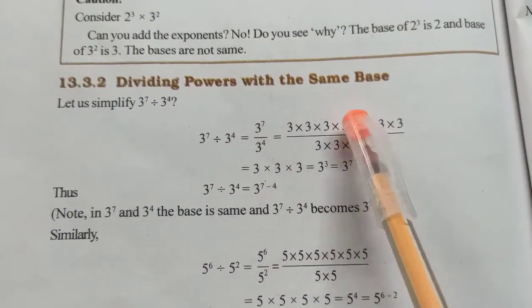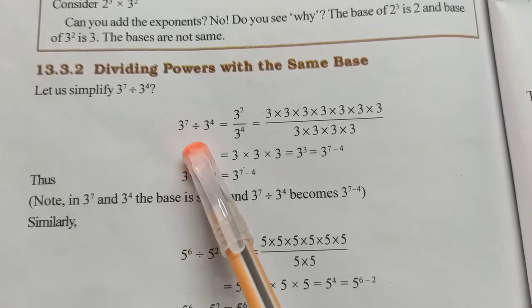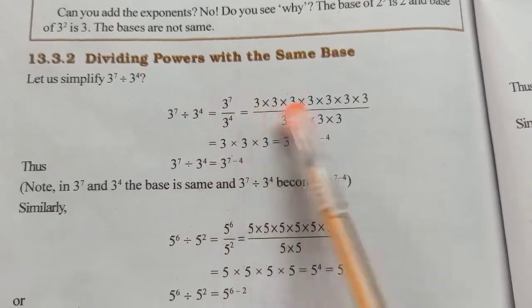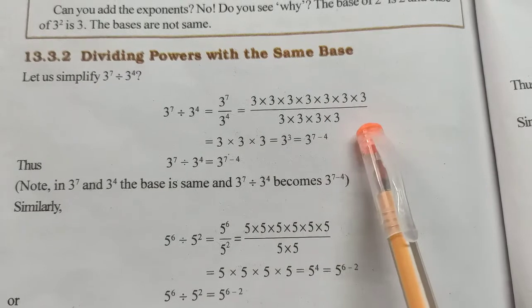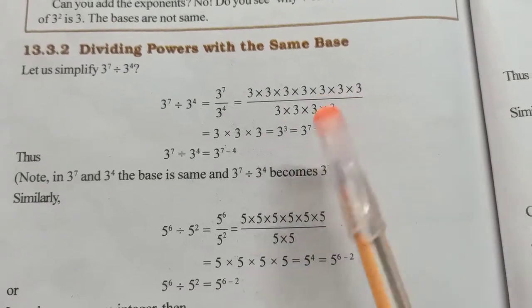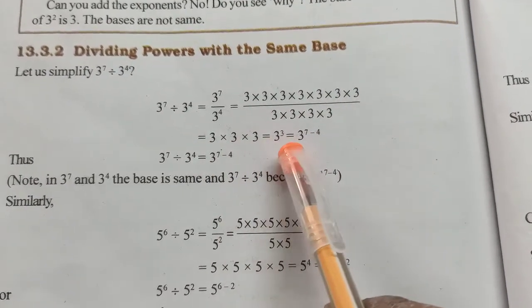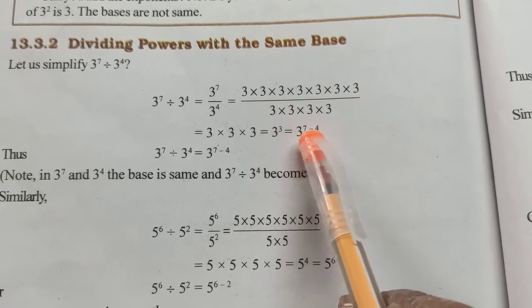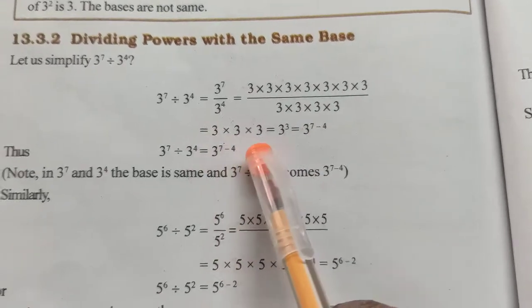Next we have dividing powers with the same base. You have one example, 3^7 divided by 3^4. So 3 repeated 7 times, 3 repeated 4 times. When you do the cancellation, what is remaining now? 3^3. So what can we say? 3^3 means 7 minus 4. The power is 7 minus 4.